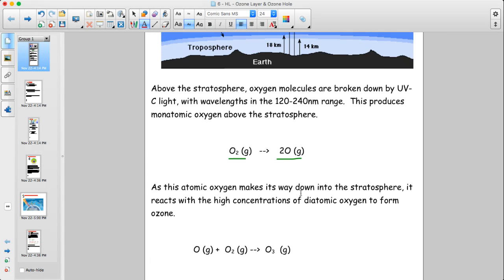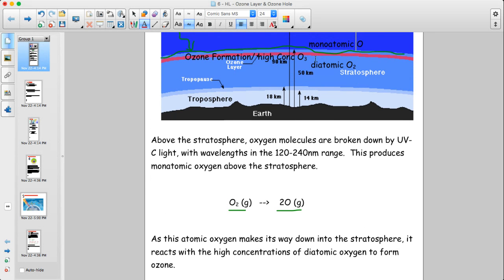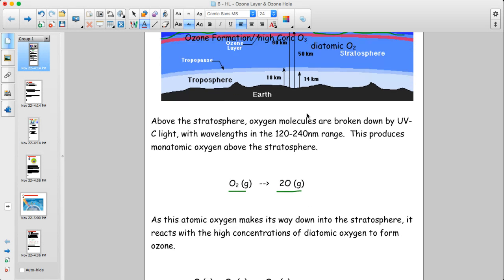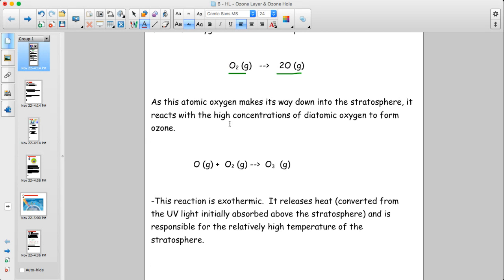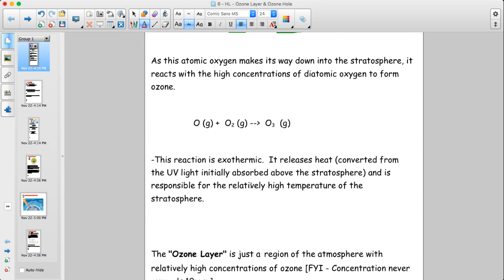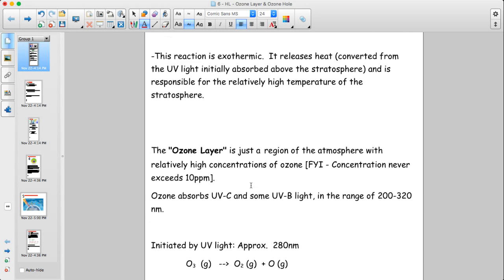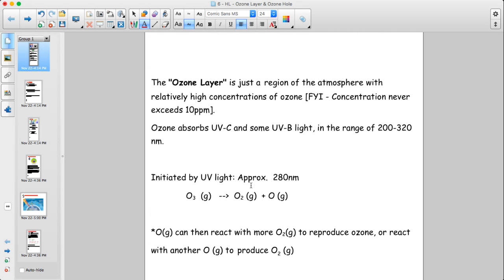As a side note, this reaction is exothermic when we form ozone, and actually the relatively high temperature of the stratosphere, the reason why it's its own section of the atmosphere, is because it has a strangely high temperature. Normally, as you go further and further away from Earth, it gets colder and colder. And it does so for a while, but then there's this part of the stratosphere where it actually gets warm again. The main reason why it's getting warm is because of this reaction that's taking place and releasing heat into the surroundings. So the ozone layer is just part of the atmosphere that has a relatively high concentration of ozone.